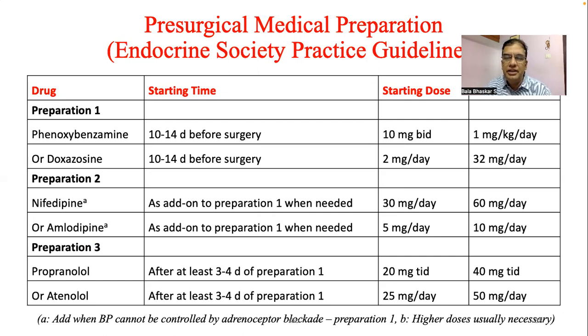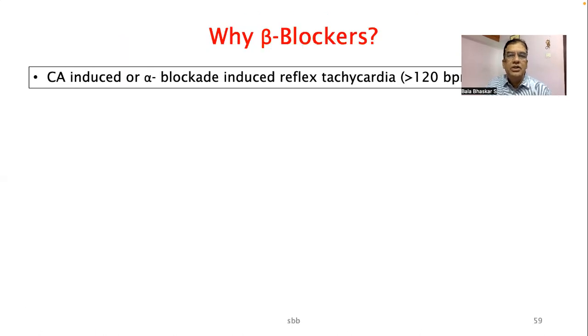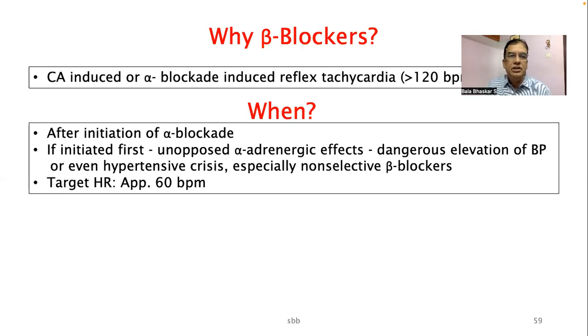And preparation 3 is adding beta blockers, like propranolol and atenolol, which are added in these patients after we start alpha-adrenergic blockade. So why is it started? Whenever the alpha-adrenergic antagonists are started, the patient may develop reflex tachycardia, or the patient per se could be having tachycardia, especially more than 120 beats per minute. This is the reason that we start the patient on beta blockers.